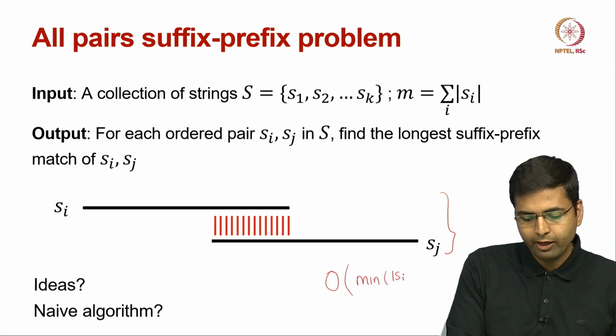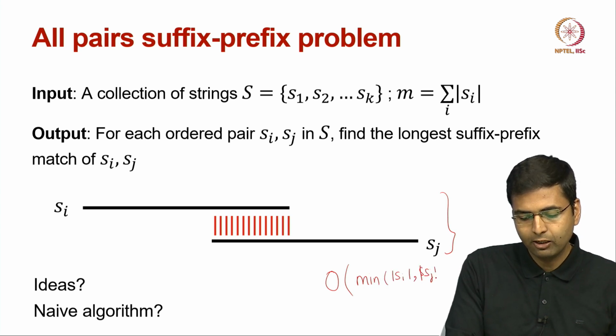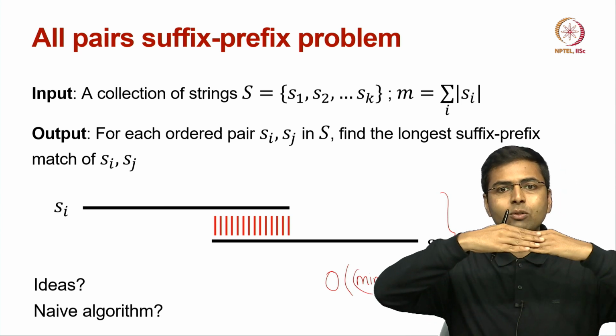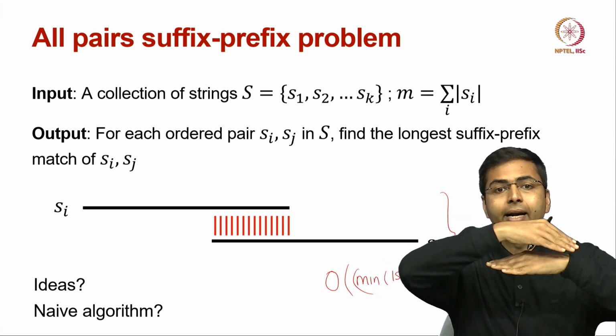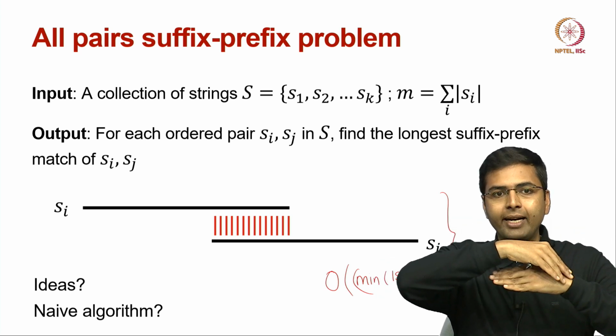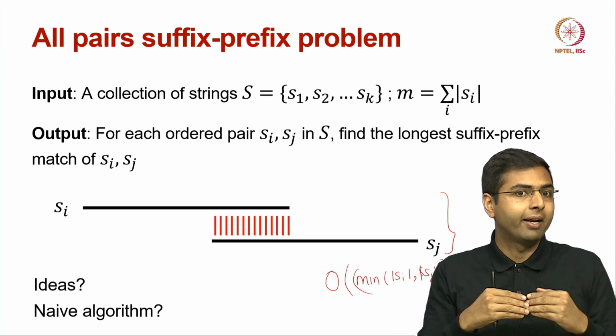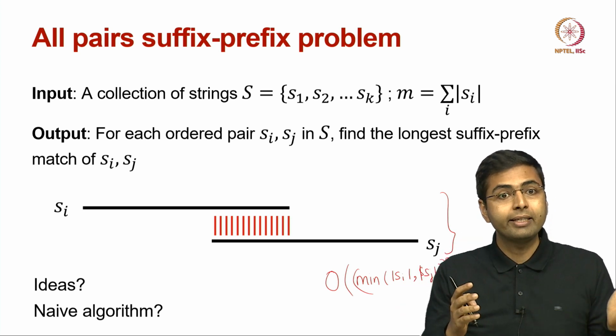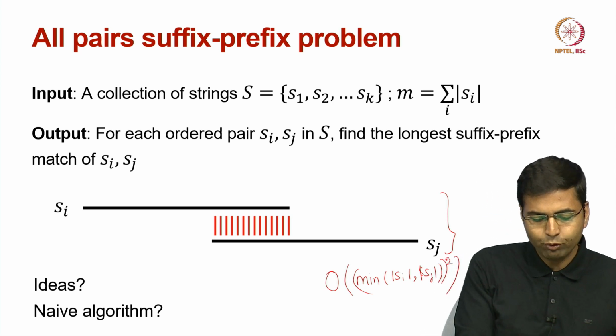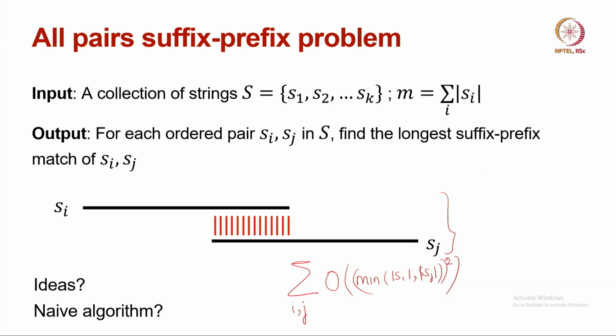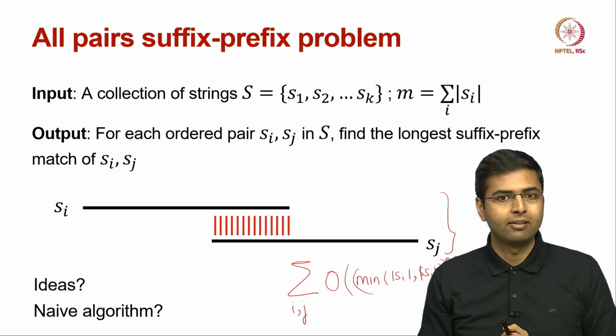So, just a single match between Si and Sj, just to get this pair, I have to spend minimum of |Si|, |Sj| square time, because I have to do this 1, 2, 3, 4, 5 until the length of the shorter sequence, right. And this is for only one pair. I will have to do this for all k square pairs, right. So, then I will have to sum this up for all ordered i, j pairs. And as you can see, this is far from the linear time algorithm that we would like for this problem, right.